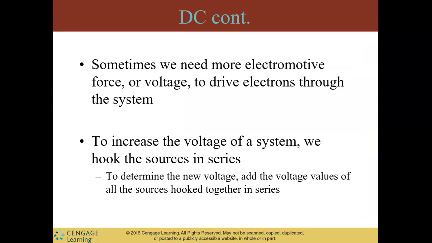Sometimes, though, you might need more force. Again, thinking of that analogy with water flowing through pipes, more pressure, the ability to do more work. And so the way that you would increase the voltage of a system is to wire batteries together in series.